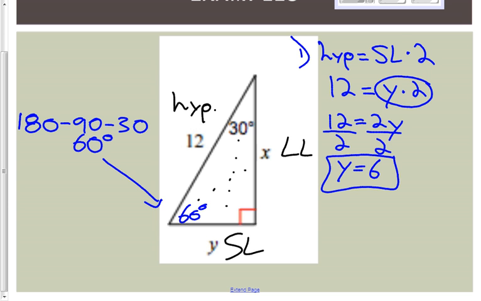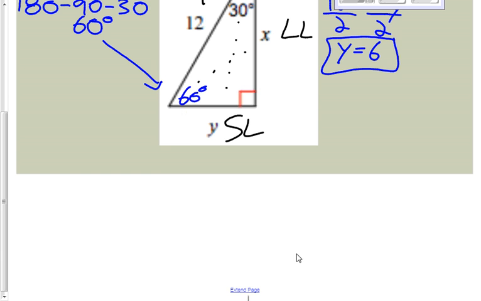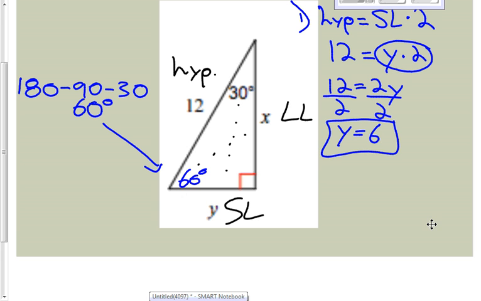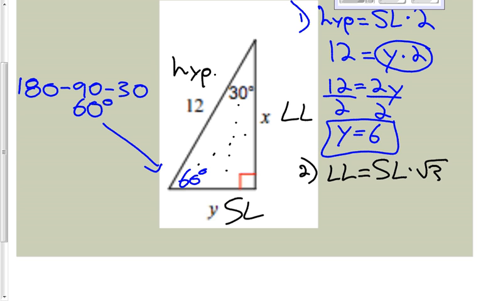Looking at figuring out what the long leg is, I need the second equation, which says the long leg is equal to the short leg times square root 3. The long leg value in this problem is x. The short leg I now know is 6 times square root 3. There's actually no work to do because x is already isolated by itself on one side of this equation. So my long leg is 6 square root 3, my short leg is 6.